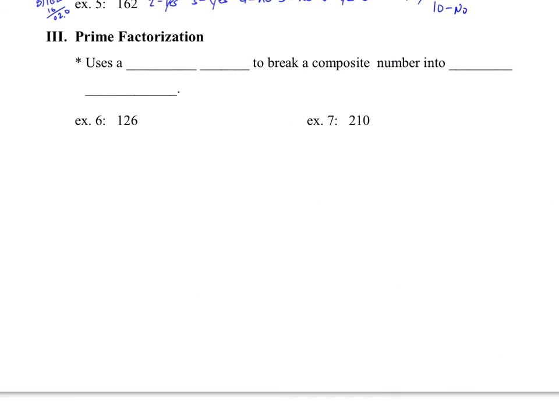Let's stop there. Okay. Prime factorization is something that you did last year, I know. So it uses what we call a factor tree to break up a composite, which is a number that's not prime, into prime factors. Okay? So if we look at the number 126, what's two factors of 126 other than 1 and itself? 2, because it's even. So 2 times, I'll just give this one, 63.